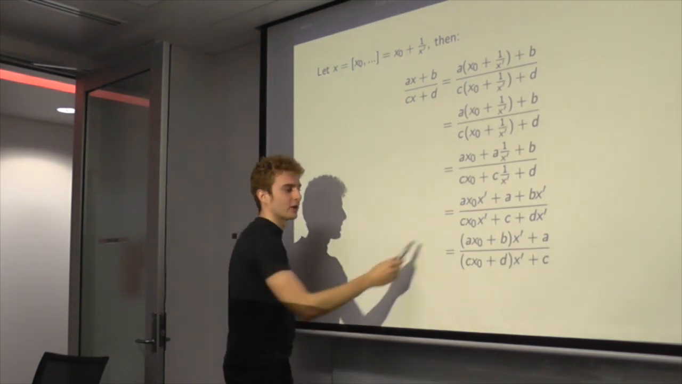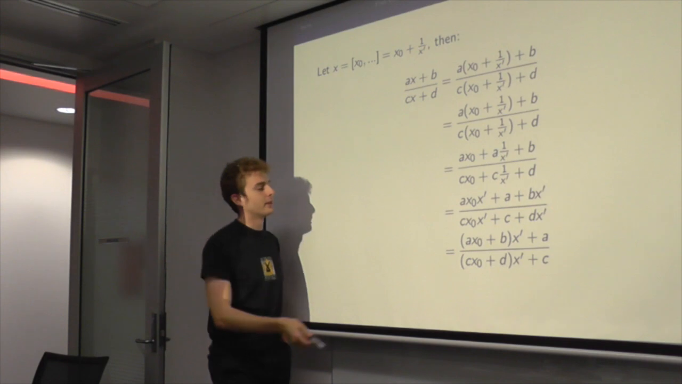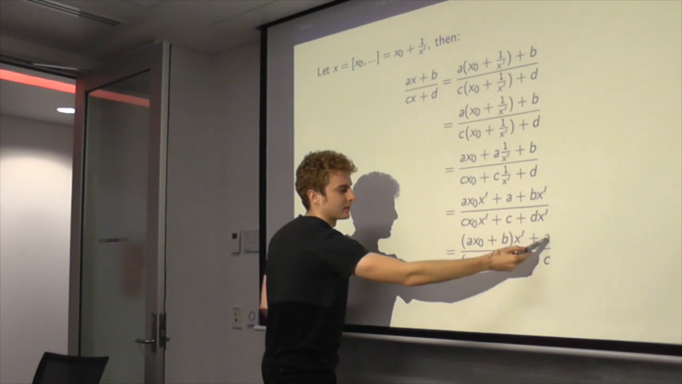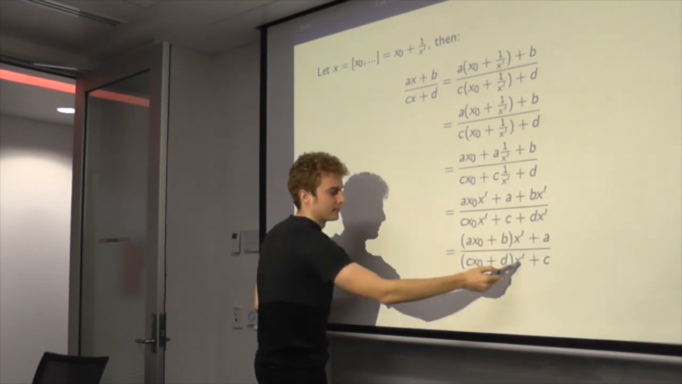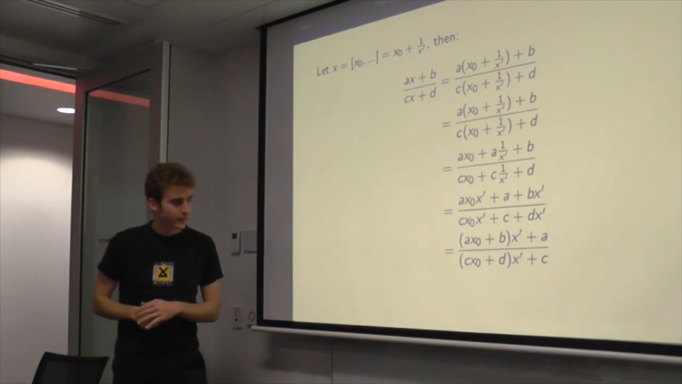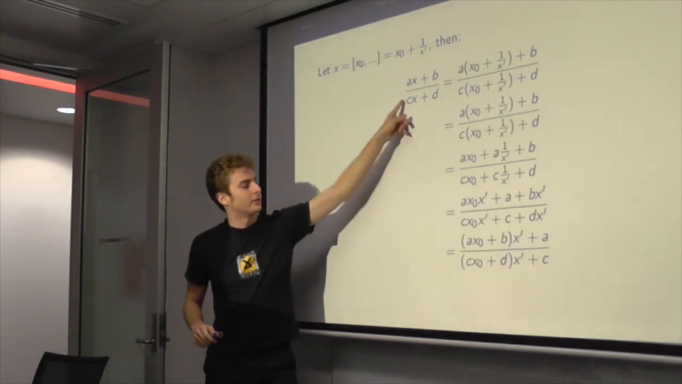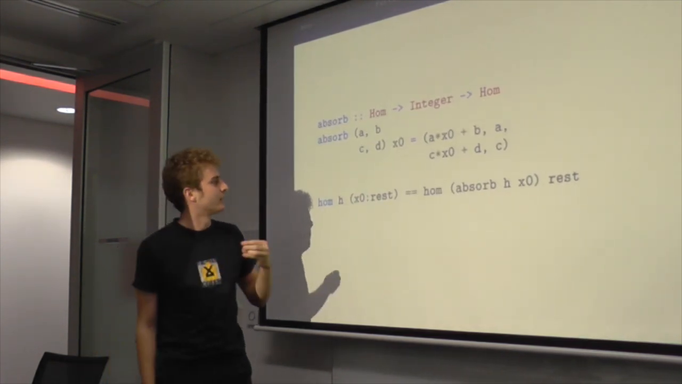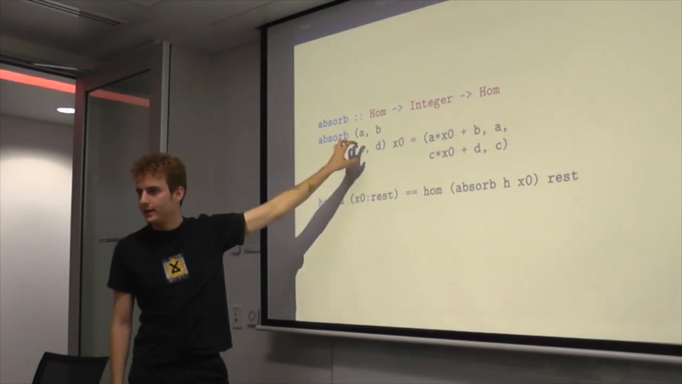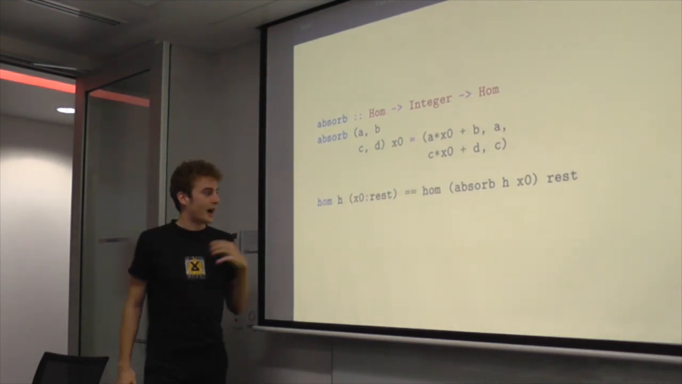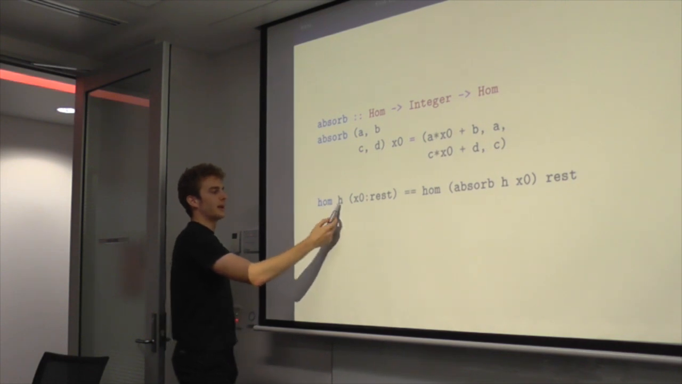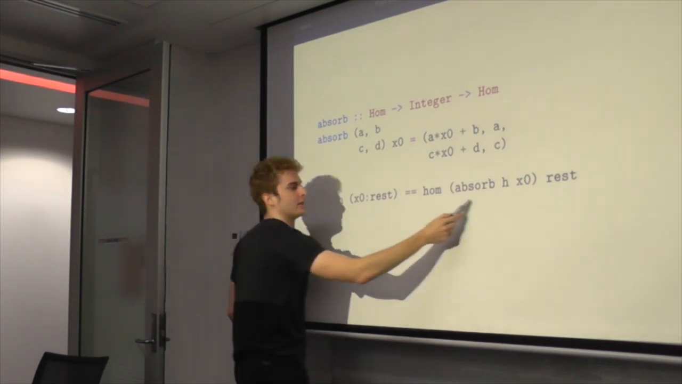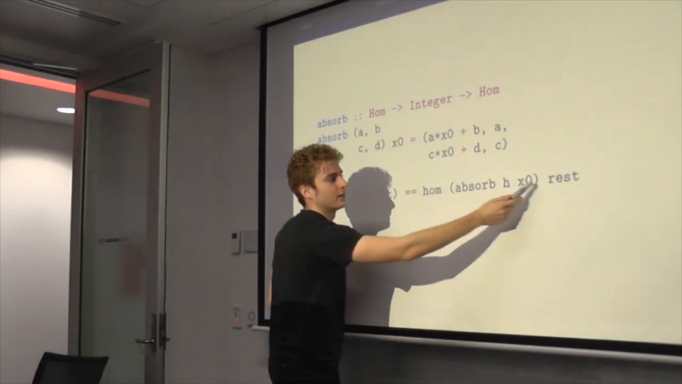But what you'll notice is that this is a function which is exactly of the same form as the one that we started with. We've got a continued fraction here, and we've got 4 integers like this. So integer times continued fraction plus an integer, all over integer times continued fraction plus an integer. So we've reduced our problem of finding this to finding this. Essentially, we've taken the first term of our continued fraction and absorbed it into the hom. So the upshot is, if we want to apply h to some continued fraction and we know what the first term is, that's the same as applying this hom, the one where we've already absorbed the first term, to the rest of the continued fraction.